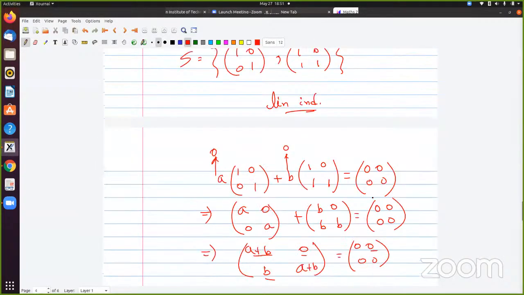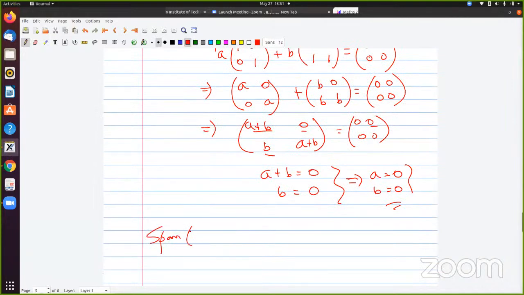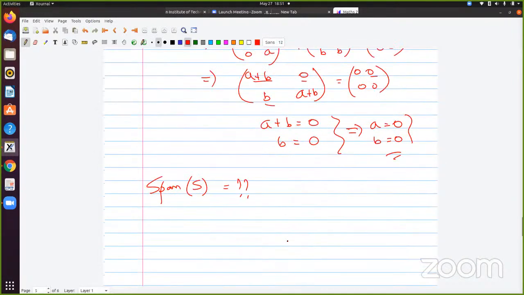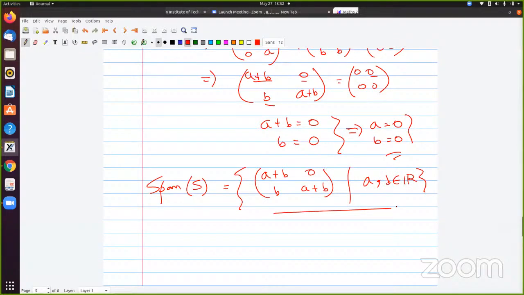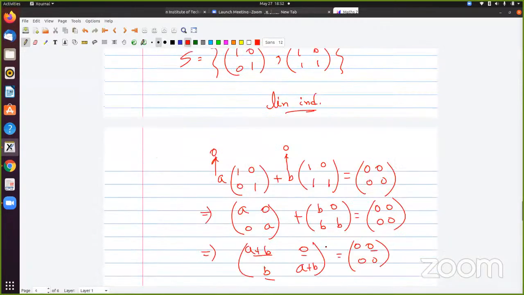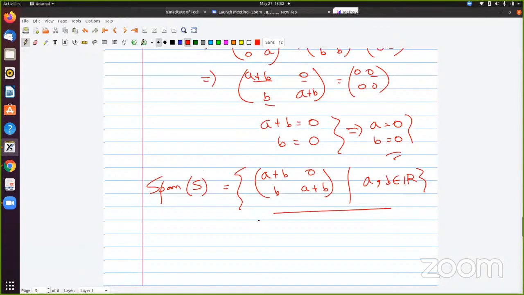Correct. Now, what is the span of this set? A plus B, 0, B, A plus B. Exactly. Now you get it. A plus B, 0, B, A plus B, where A and B come from the real numbers. You have to write it. This is the set. Okay. Great. So hopefully you have understood this type of vector space also.